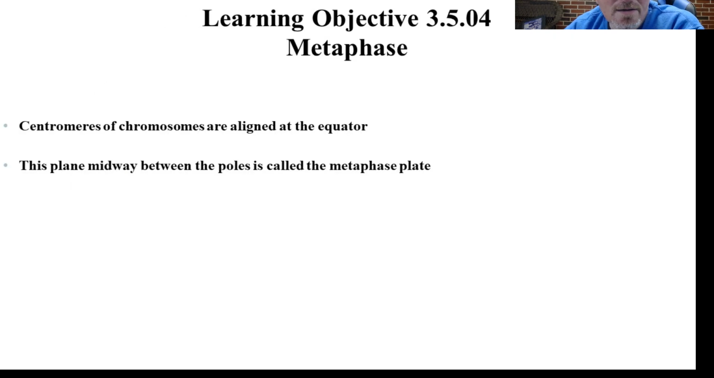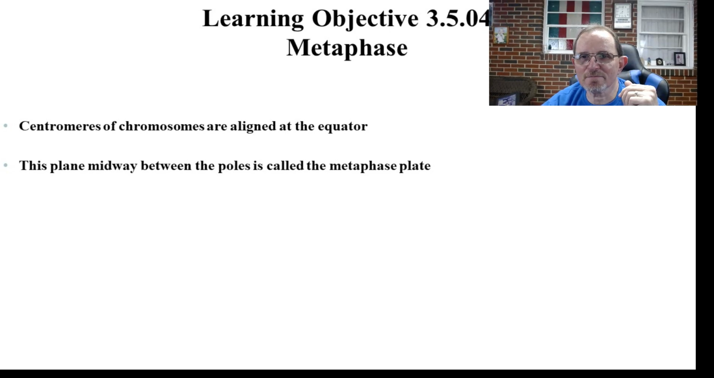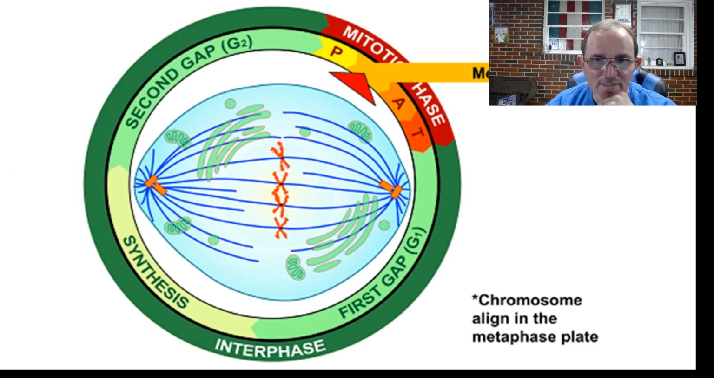Okay, metaphase, we got them there. And the reason we put them in the middle is so that they can be pulled apart and go to opposite sides. If you're going to send them to opposite sides, the middle is the best place to start. And there we see them. The mitotic spindle is almost complete. And right there, that's where it connects to the kinetochore.